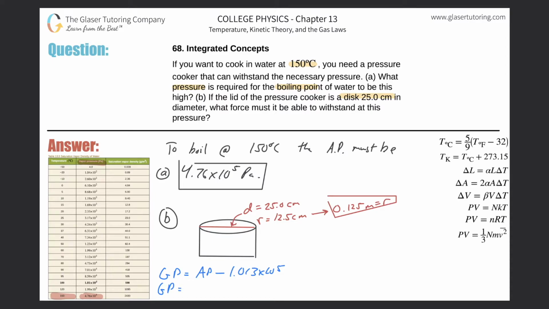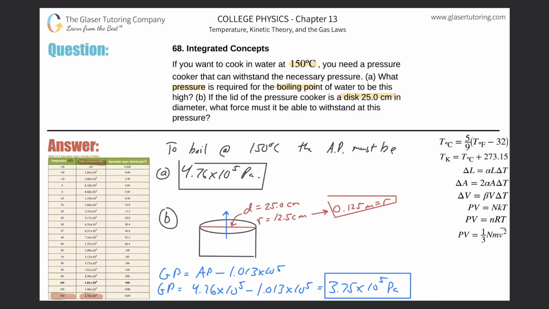We then simply plug in now the absolute pressure of 4.76 times 10 to the 5th minus 1.013 times 10 to the 5th. And what do we get? So we take out the calculator, and we get a value of about 3.75 times 10 raised to the 5th Pascal. Now this is the pressure, basically the resultant pressure, more or less, that is going to be pushing up on this lid. It's in excess of the atmospheric pressure.